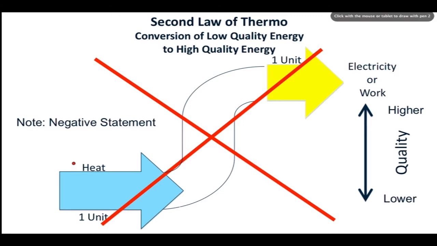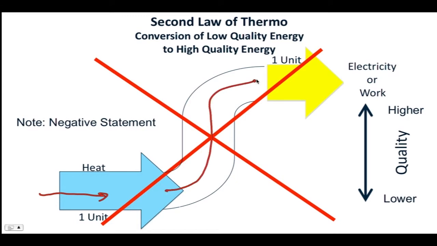So here we've got thermal energy at some temperature coming in with some quality over on the left-hand side, and I show a theoretical process that upgrades that thermal energy. Quality is a vertical scale here. The higher up we are, the higher the quality is. And the second law, I've got an X through it, saying you cannot take that 1 unit of thermal energy and convert it to 1 unit of energy with a quality of 1, like electricity or work.